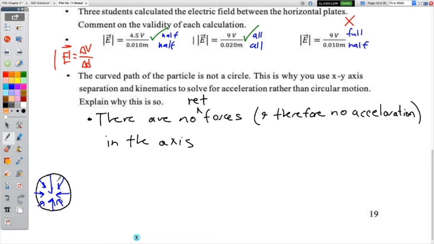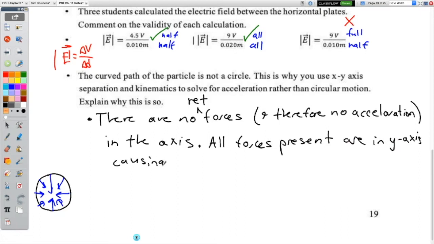So there are no net x forces and therefore no net acceleration. So why are we using projectile motion? All forces present are in the y-axis, causing what we would call parabolic motion. Parabolic, does that word look familiar? It comes from parabola, from math class. This follows a parabola. Half a parabola, sure, but still a parabola. It gets steeper and steeper because it's going faster and faster in the y-axis, but its x motion is not changing, causing parabolic motion.